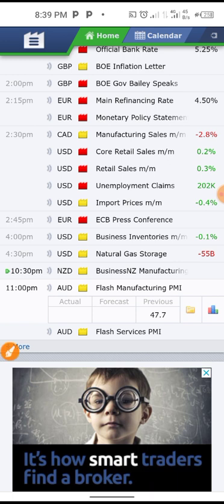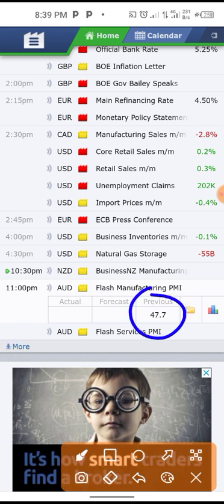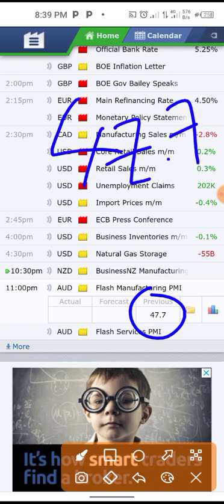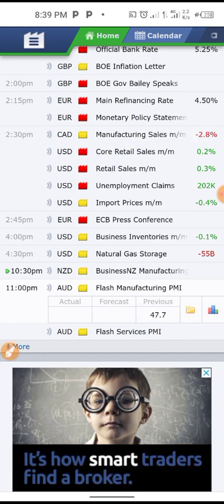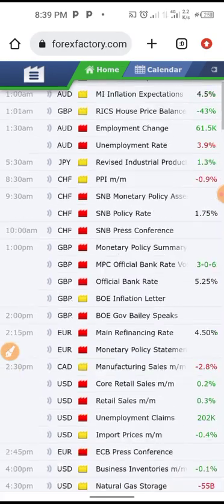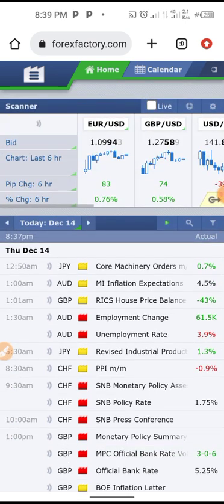You see, when I tap on it, the first thing you're going to see is the previous. That's the previous data for that particular news. What's there is 47.7. Now there is no forecast. Usually there will be a forecast here. Okay, let's check this one. No data there. What do I do?